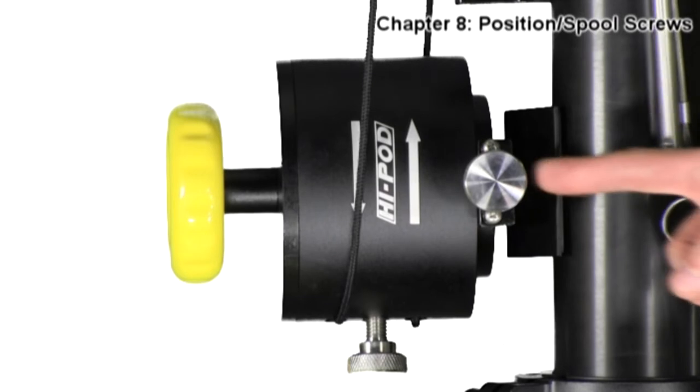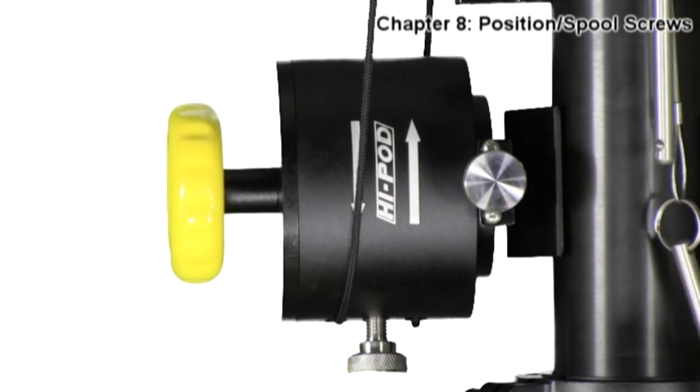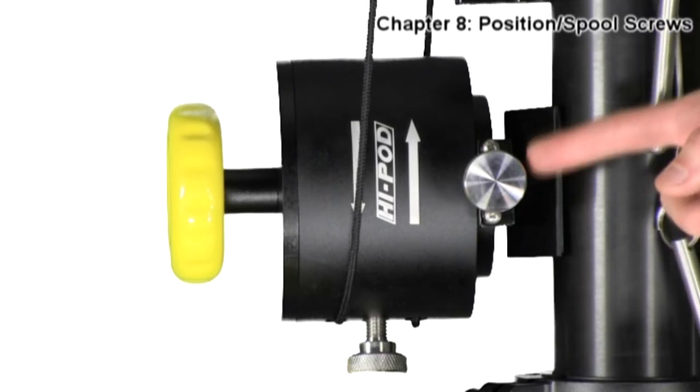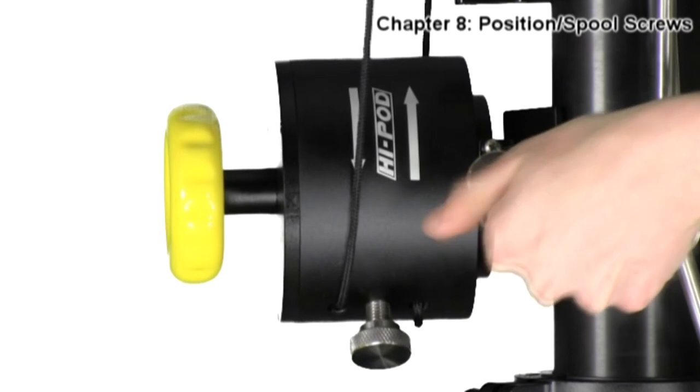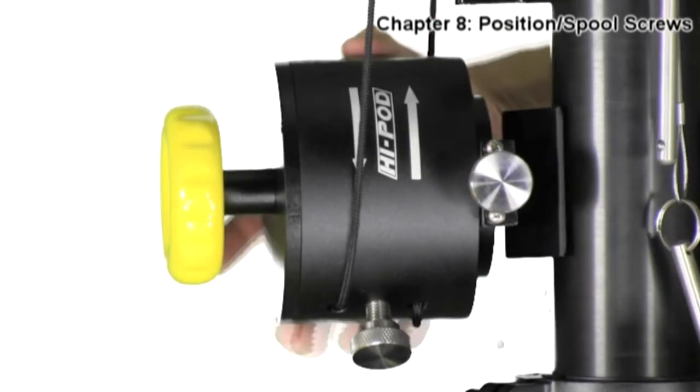Now, on the handle itself, you will find two large silver screws. This first one is what's called the position lock screw. This will maintain the position of the handle wherever it happens to be at the moment when tightened. If you unlock it, the handle will move again.